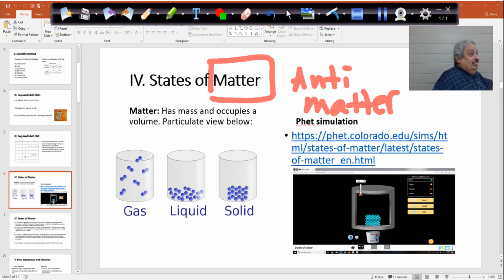Can I? No. Can X-ray go through the wall? Can gamma ray go through the wall? Because they have no mass, correct? And they don't occupy any space. That's the X-ray and gamma ray. That's an example.